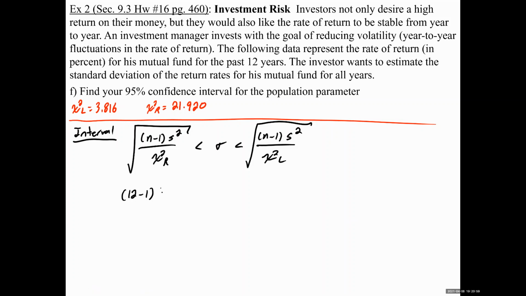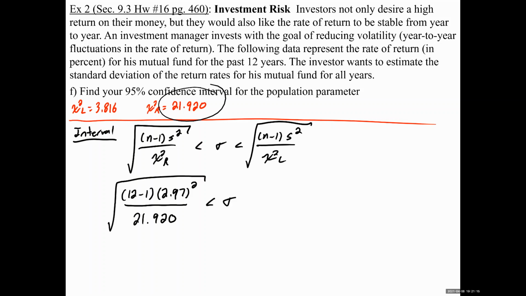Okay, this is going to be 2.97 squared. And then here's chi-square right, 21.920. Again, you never square the bottom number, even though it says square. It's the number in the table. So chi-square right, the number was 21.920. Don't square it. Don't look at this and think you should square it.